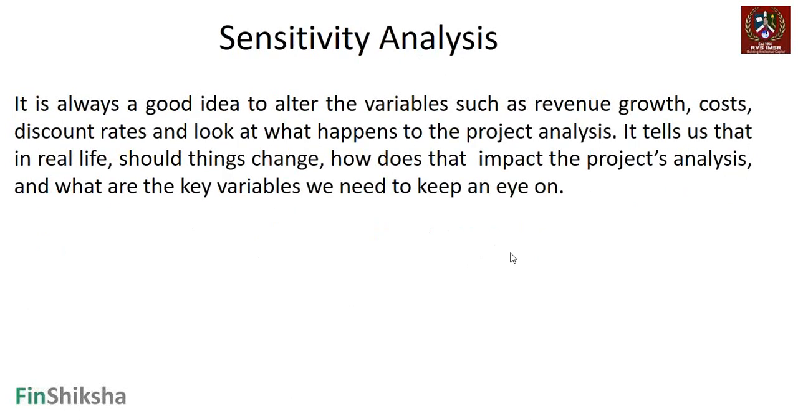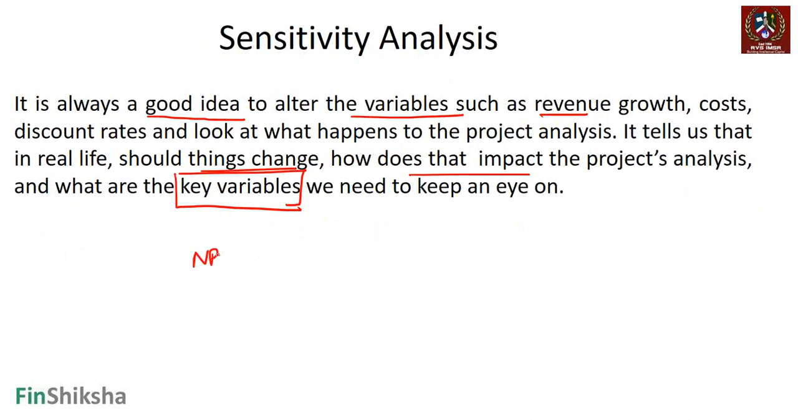With this, we finally move to what is called sensitivity analysis. It is always a good idea to alter variables such as revenues, costs, discount rates, and look at what happens to the project analysis. Should things change in real life, how does that impact the project analysis? It also tells us what the key variables are. If I change revenue and things change dramatically, then it is important for us to pay enough attention while creating those revenues, right? So it gives us a sense of what is happening in that context.